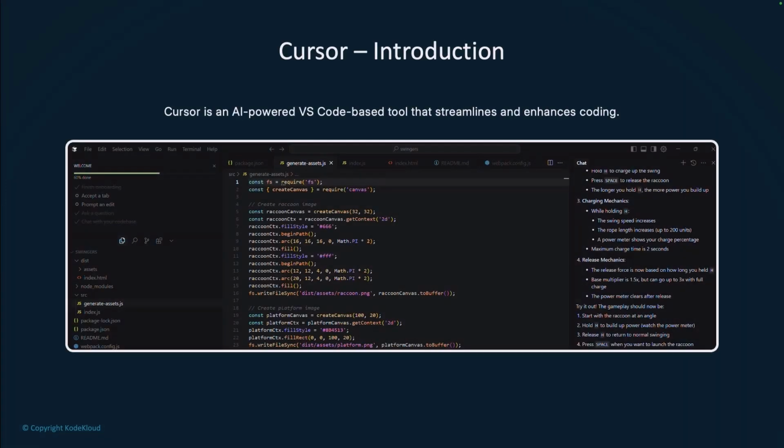Cursor is more than just another code editor. It's a powerful development tool built on the popular VS Code platform, and it's enhanced with AI to make your coding experience smoother and more productive. At its core, Cursor understands your code and helps you write it better.